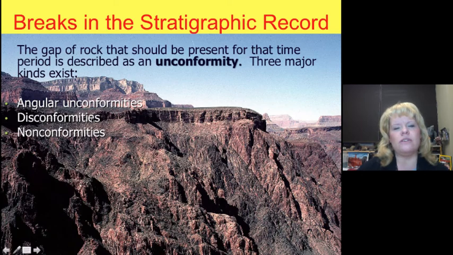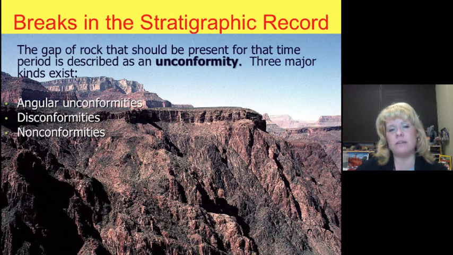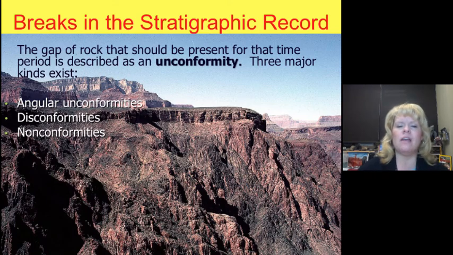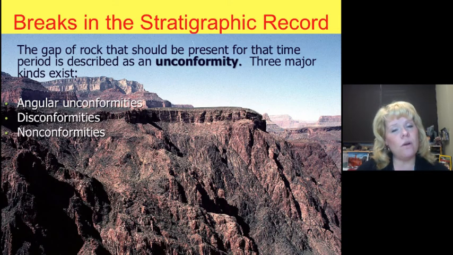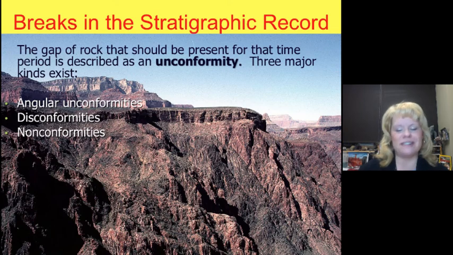Angular unconformities and disconformities, they have something in common. They involve sedimentary rocks at the bottom beneath the unconformable contact, which would be the wavy line, and then there's sedimentary rock above it. So that's the key, sedimentary rocks on both sides of the unconformable contact. Not the case for nonconformities. You'll have igneous or metamorphic at the bottom, overlain by new sedimentary rocks on top. So the unconformable contact has something different at the bottom as opposed to sedimentary. So let's get busy and show you the three different types.